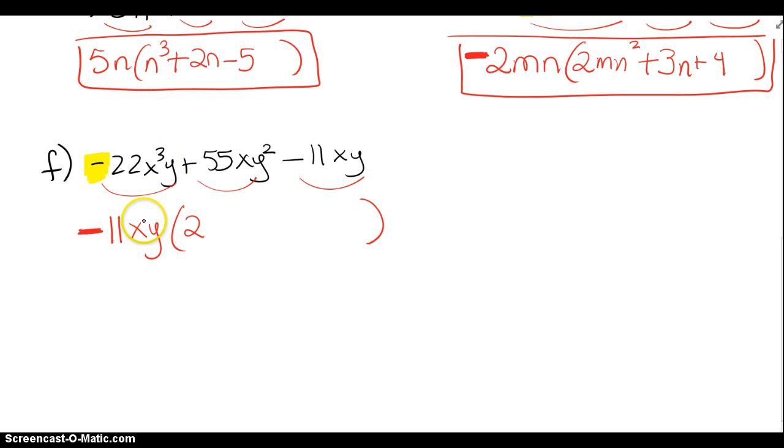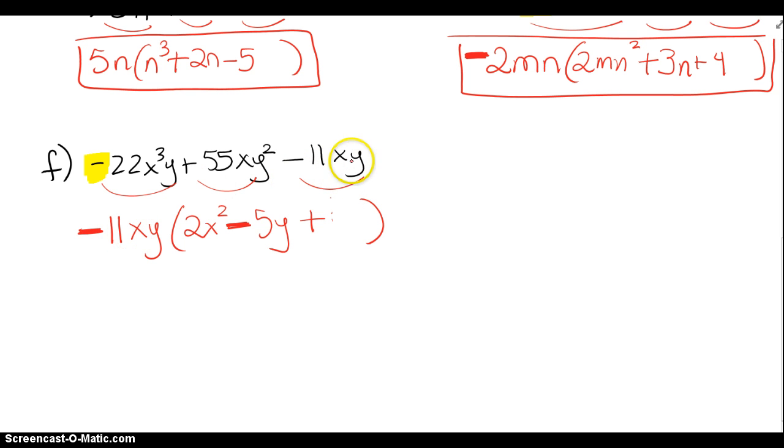x cubed, one of them is gone, so x squared is left. This y is already gone, it's out. This plus sign switches into a minus because positive divided by negative is a negative. So 55 divided by negative 11 is a negative 5. The x is gone and I have 1y left inside. Then I have negative 11 divided by a negative 11. Be careful here, that's a positive 1.